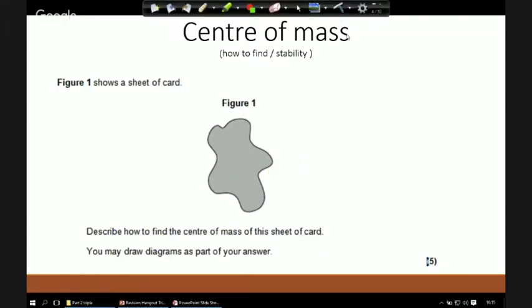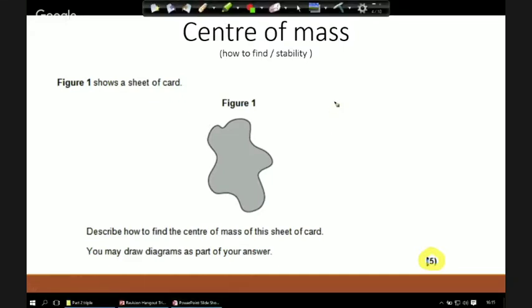Okay, so if we have a quick look at this exam question, lovely 5-mark question here, and fingers crossed that this comes up because this is nice and simple. Figure 1 shows a sheet of card. Describe how to find the centre of mass of this sheet of card, and you may draw diagrams as part of your answer. If you want to have a go at this question, feel free to pause the feed, have a go at the question, and then just replay it yourself.